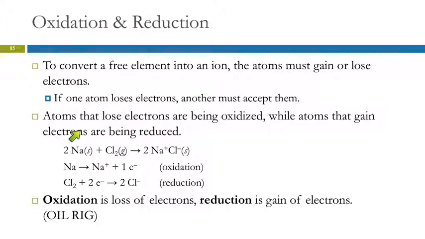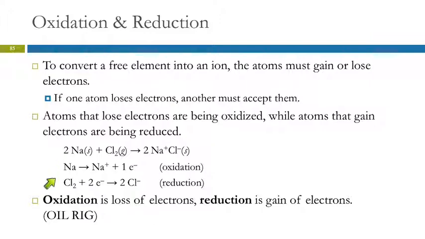So the atom that loses the electron, we say, is being oxidized, and the atom that gains the electron is being reduced. So here we see that sodium is losing an electron. It's going from a neutral sodium atom to a positive ion by losing an electron. The sodium atom is oxidized. The chlorine is gaining electrons to form chloride ions, and that's called a reduction. So we have oxidation and reduction occurring at the same time.